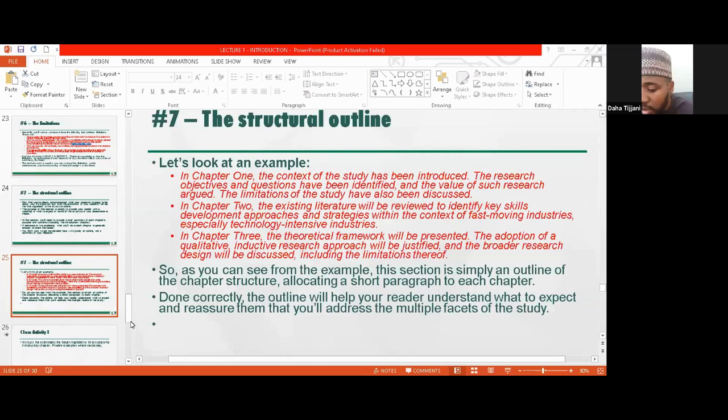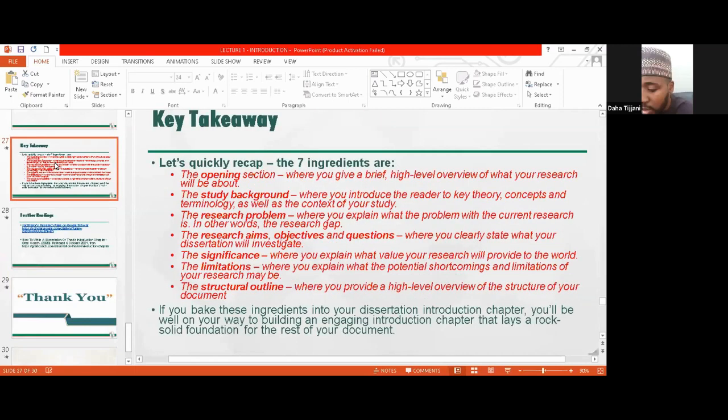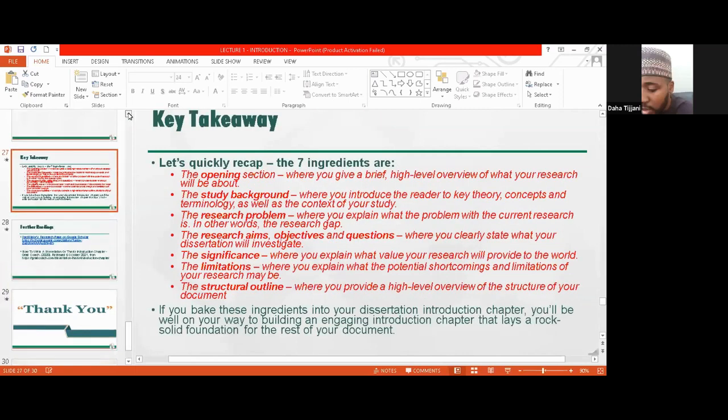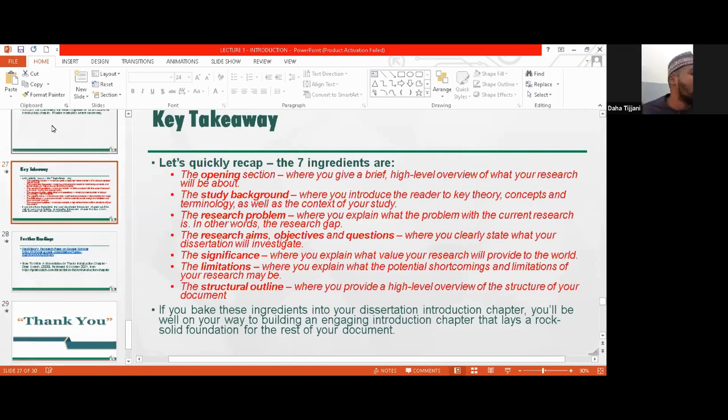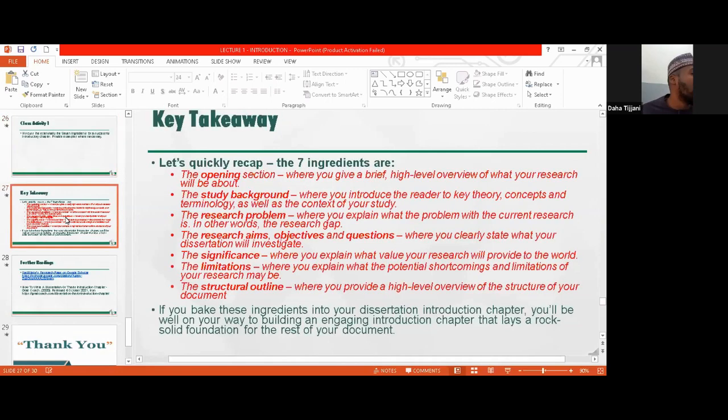Finally, we will have another discussion forum, which will ask you to discuss extensively these 7 ingredients for a successful introductory chapter. You also need to provide an example where necessary. This is already on your VLE, and you will need to answer it within 7 days.